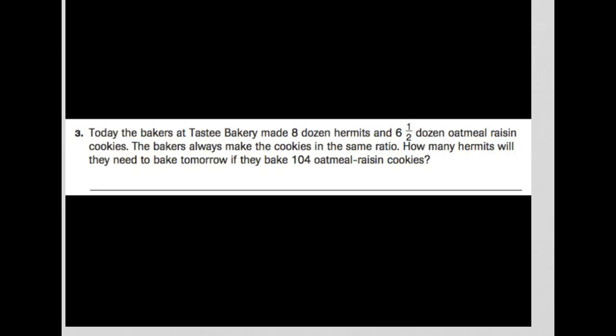Today the bakers at Tasty Bakery made 8 dozen hermits and 6½ dozen oatmeal raisin cookies. The bakers always make the cookies in the same ratio. How many hermits will they need to bake tomorrow if they bake 104 oatmeal raisin cookies?